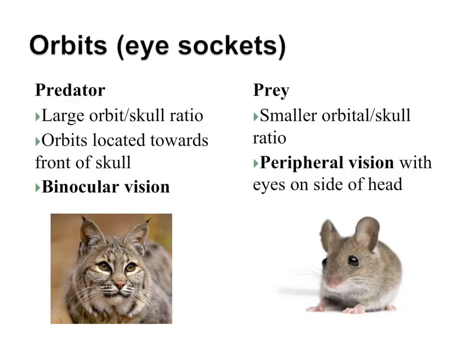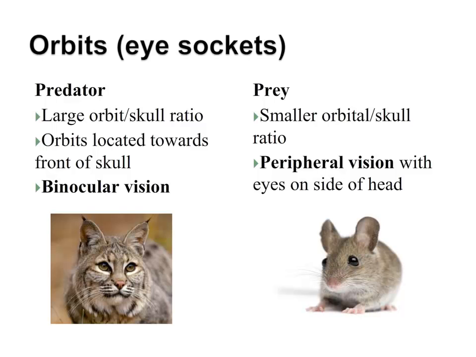On the other hand, prey species tend to have a smaller orbital to skull ratio, and the positioning of the orbits is different. The orbits are actually towards the sides of the skull, not towards the front, because what a prey species is more interested in is detecting sudden movements from a much wider scope of vision. So for example, prey species can have up to 270 degrees of peripheral vision, whereas the binocular vision of, say, a human is significantly less than that, 90 degrees or so. So again, it really does affect whether it's a prey or predator, and also the impacts on the identification as well.